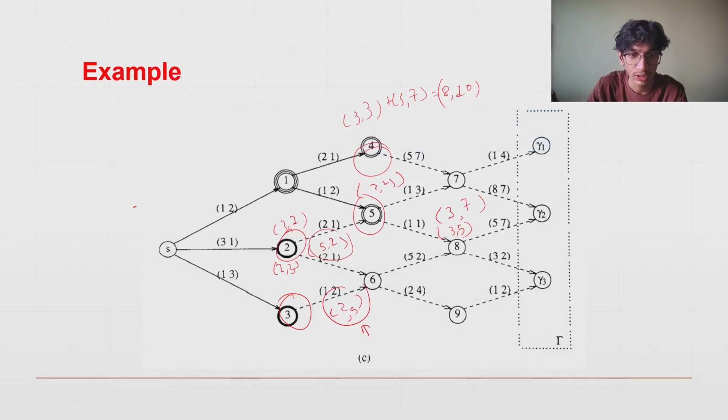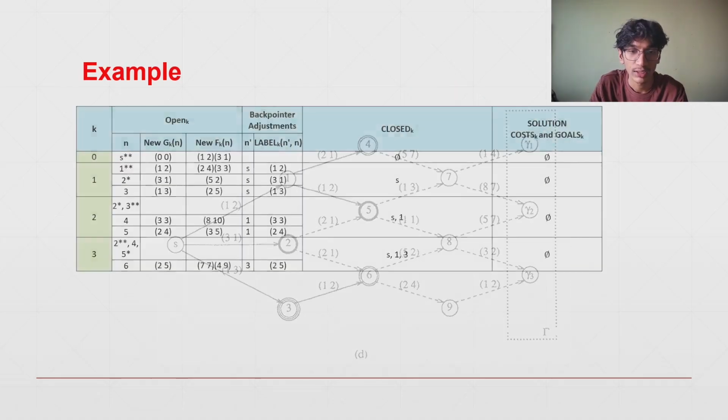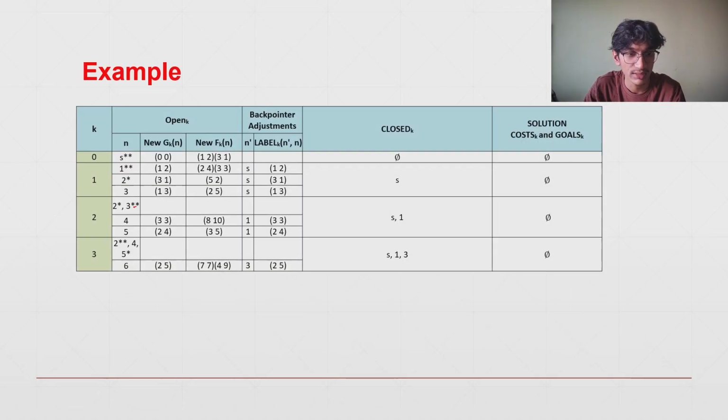Now if we explore 3, 3 has only one child, which is 6. So 6 will be added to the open list, and 3 will be moved to the closed list. As you can see here, 3 is moved to the closed list and 6 is added. 2, 4 and 5 have their values unchanged, so we are not showing them.